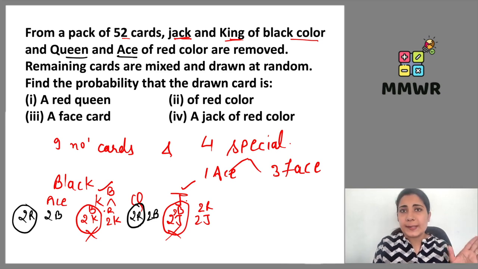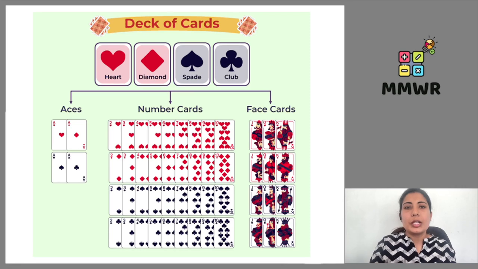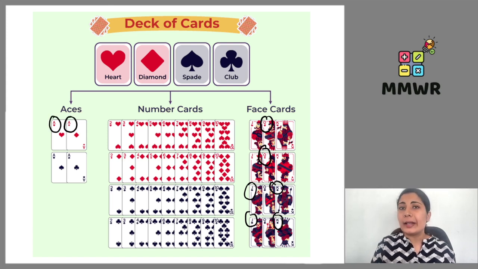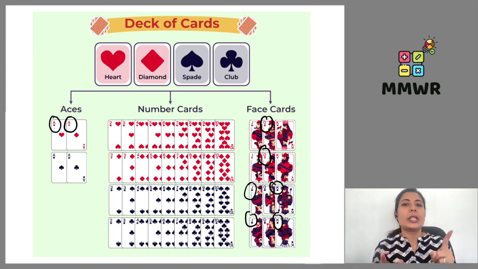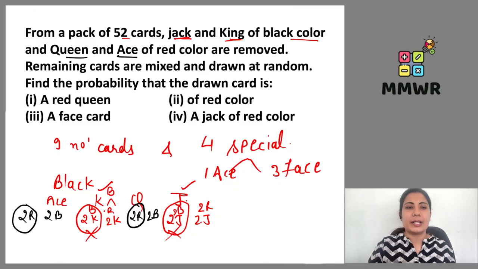So how many cards have been removed in total? First we have to check that. Look, jack and king of black color. Here I have jack and king of black color. These 4 cards have been removed. Queen and ace of red color have been removed. So the cards on which I put a circle have been removed. 1, 2, 3, 4, 5, 6, 7, 8 cards have been removed: 2 red aces, 2 red queens, 2 black kings, 2 black jacks. So in total we have removed 8 cards.